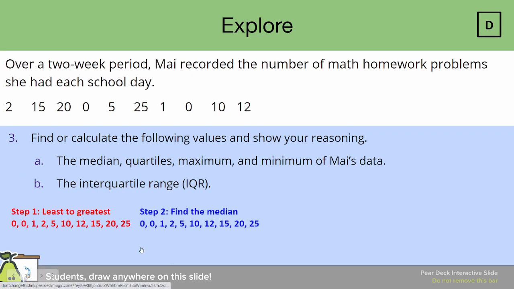In this situation, we're going to cross out the 0, we're going to cross out the 25. We're going to cross out the 0, we're going to cross out the 20. Cross out the 1, cross out the 15, cross out the 2, cross out the 12.